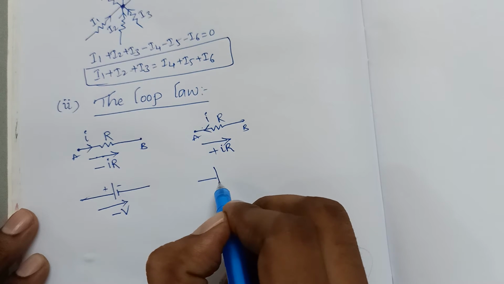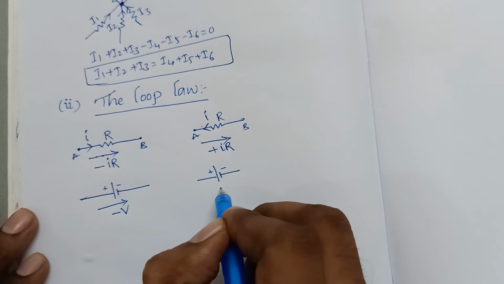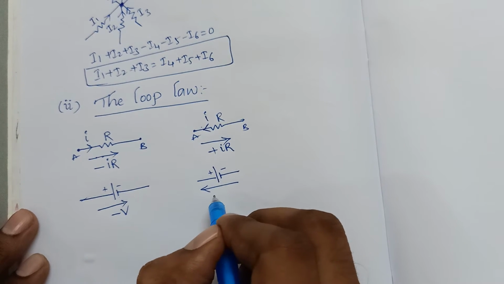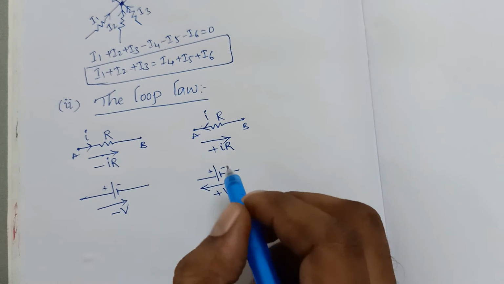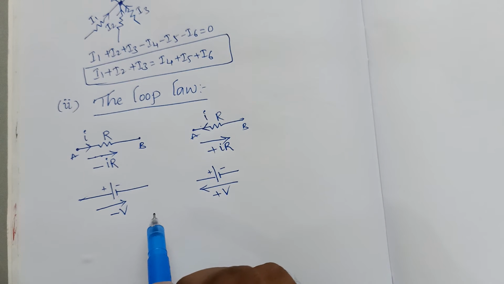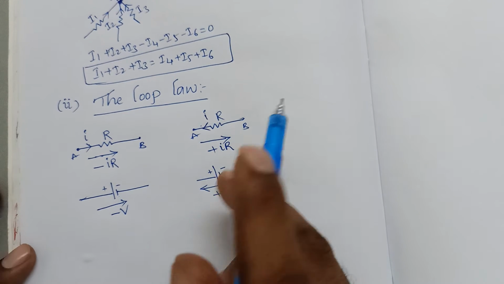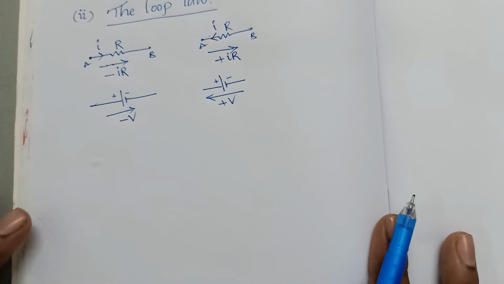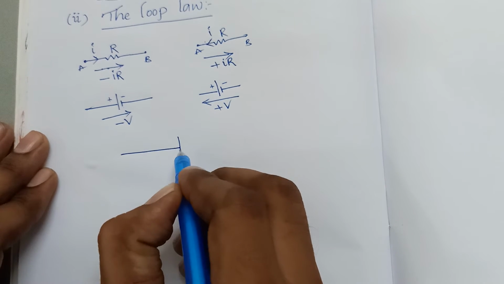For the other one, if our assumption direction is moving towards the positive terminal side, then we take the potential difference as positive. So these four instructions we need to remember when we are solving with the loop law. Let's draw a circuit diagram, then we can find out.